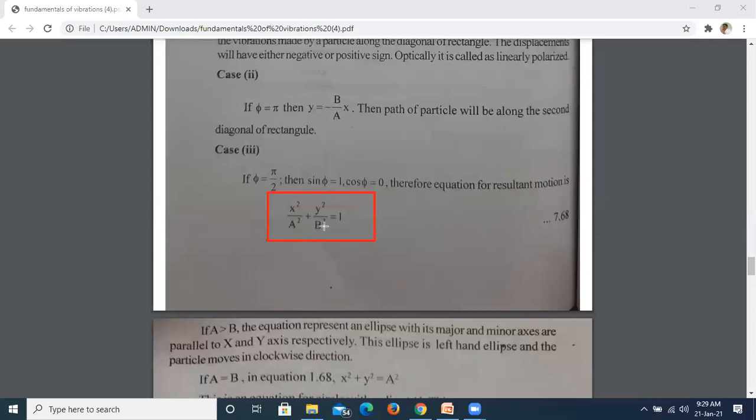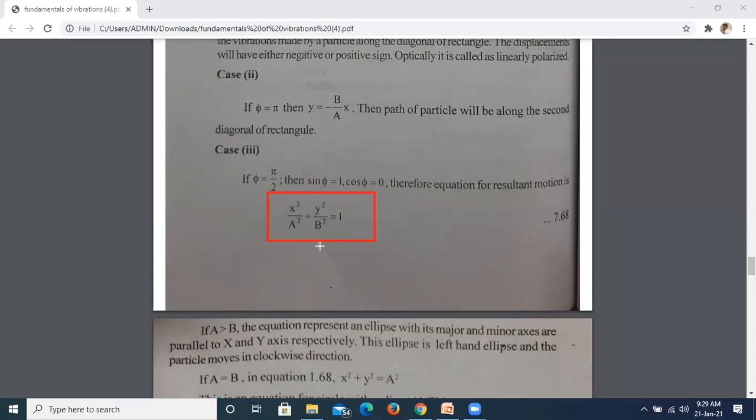In this, if their amplitudes are equal, A is equal to B, substituting you will get x square by a square plus y square by a square equal to 1, so x square plus y square equal to a square. But x square plus y square equal to a square represents what?